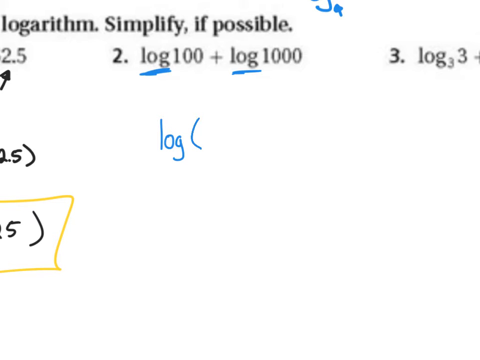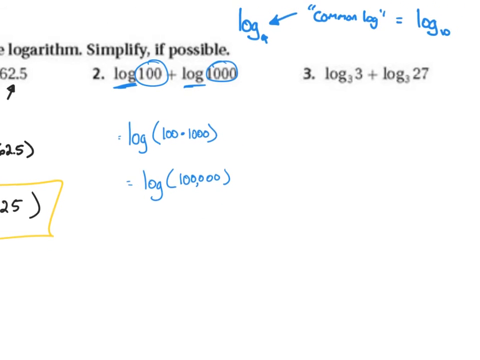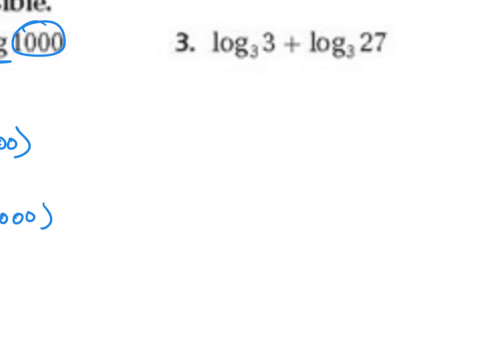So here we go, log. Now we're going to take the first number times the second number. That's exactly what it would be. And then if we continue to simplify it, now it would be log of 100,000. There you go. All right, let's try this one. You try. Ready, go.